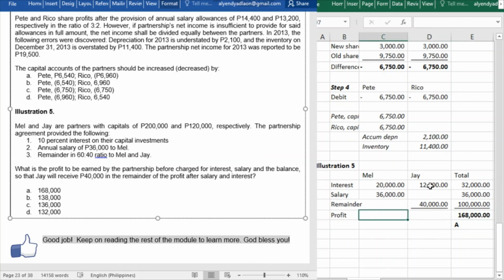Okay, now just to compute the table, I'm going to compute Mel's remainder. That is 100,000 times 60%, which is 60,000. And to compute the share of Mel, we have 116,000, and for J, we have 52,000. But what is just asked in the problem is only the profit, so that is letter A of 168,000.